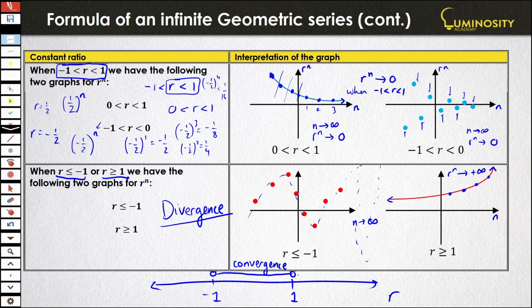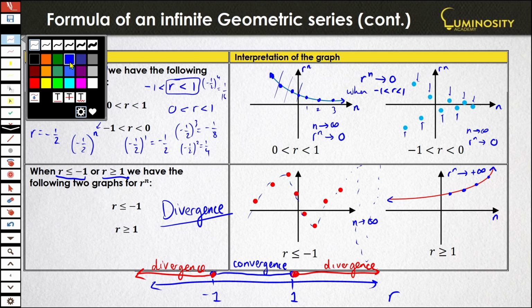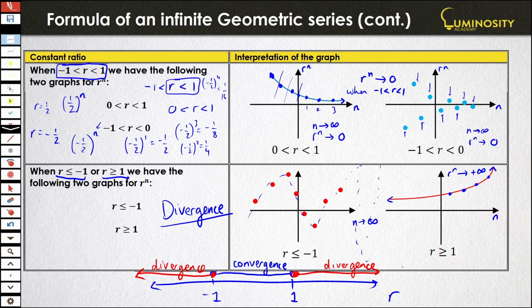But let's put a different color here so we can emphasize it. If you are on that side greater than or equal to 1, or if you are equal to -1 or less than -1, then these intervals are your divergence criteria. So anywhere where your r is in the red zone, including those two endpoints, -1 and 1, then your infinite series will diverge. But if it's in between, in the blue interval, not including the endpoints -1 and 1, then your infinite series will converge to a finite value.